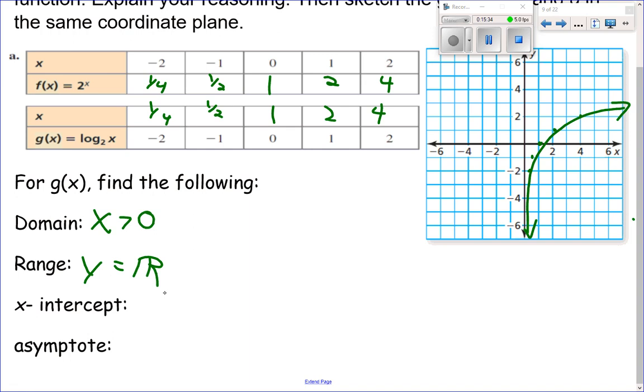With our exponential functions, we emphasized the fact that so long as the function was not translated or majorly transformed, the y-intercept was always 1. Logarithmic functions, the x-intercept is always going to be 1.